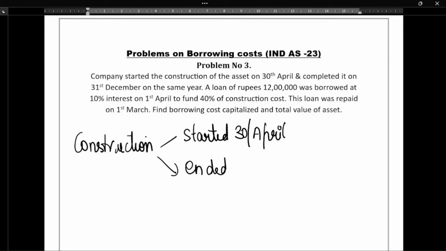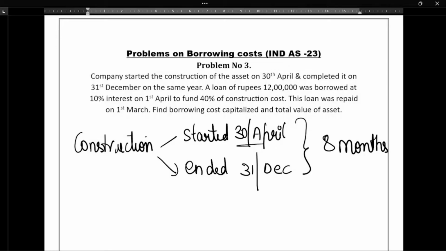So it was completed on 31st December, which means how many months? June, July, August, September, October, November, December. When you calculate, start counting from May, because April is 30th, which means ignore the month as it is already over. Start counting from May: June, July, August, September, October, November, December. It will be 8 months. So the company has taken 8 months of time to construct the asset.